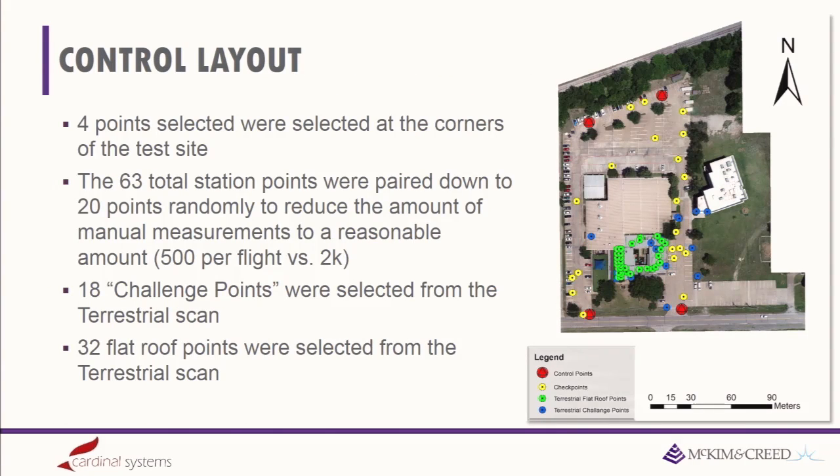So this is a layout of the site. It's a pretty small site, but again, we were flying it many, many times. The red dots represent the 4 points that we held as control. So we still held 4 points, and then the yellow shots are the trig shots on the ground that we tested. The blue shots are those challenge points, and then the green shots are shots on top of the flat roof.